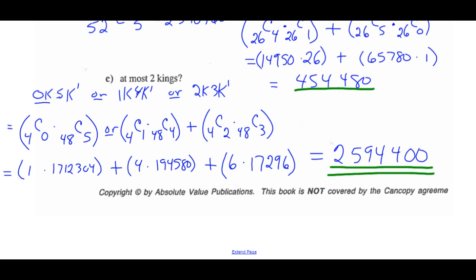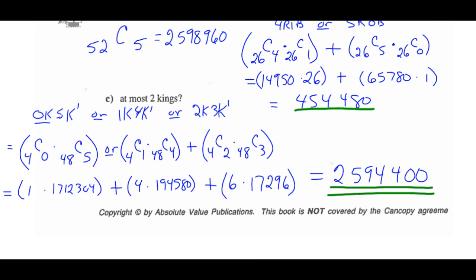Now if you look up at the one with no restrictions, it's pretty close to almost all the possibilities. So there aren't too many that have more than 2 kings. Next page.